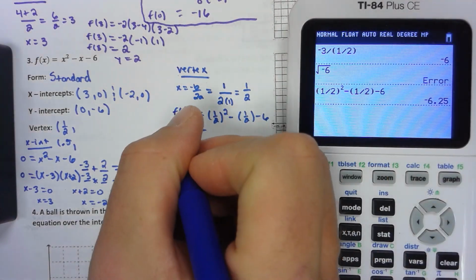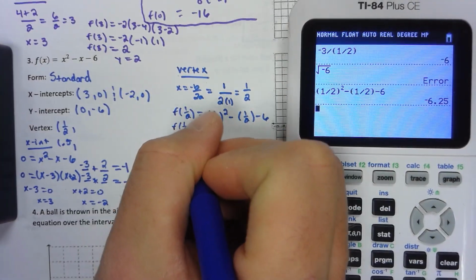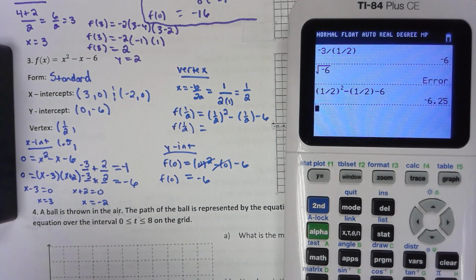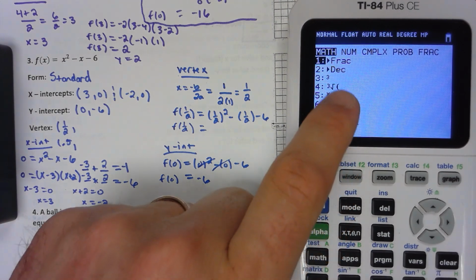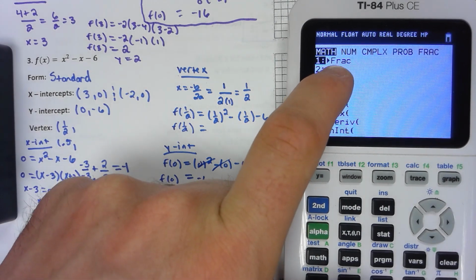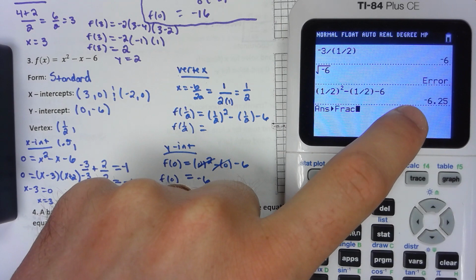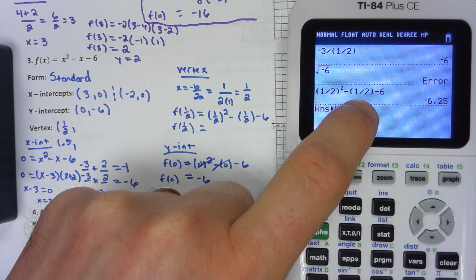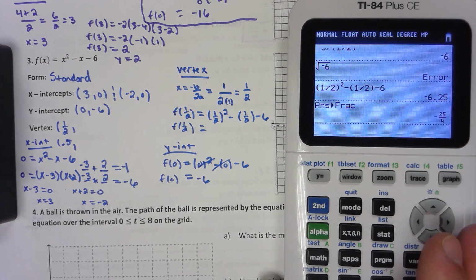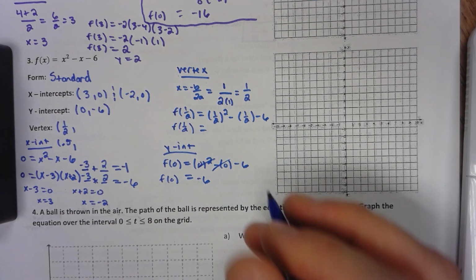Now, I would leave it as the fraction, but if you do want to convert it and get it into a fraction, if you press this math button, and I have shown us this before, if you press math, the first option is frac, meaning turn that decimal into a fraction. So I press enter. It says answer, referring to that previous answer I got. Convert to a fraction. Enter one more time, and it is negative 25/4.